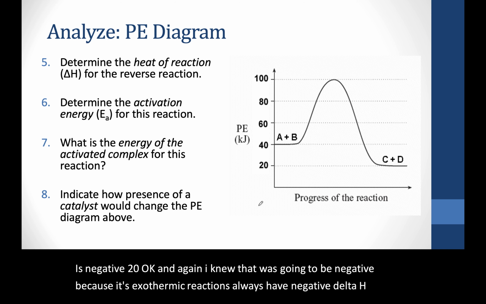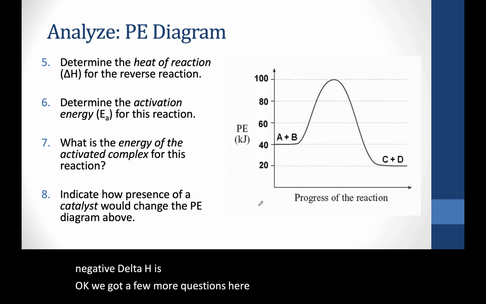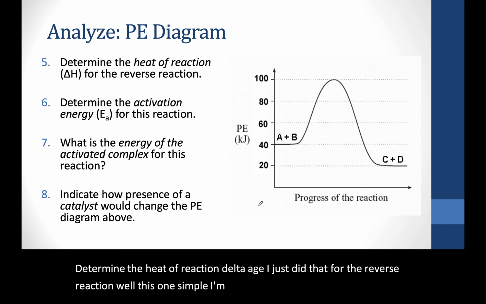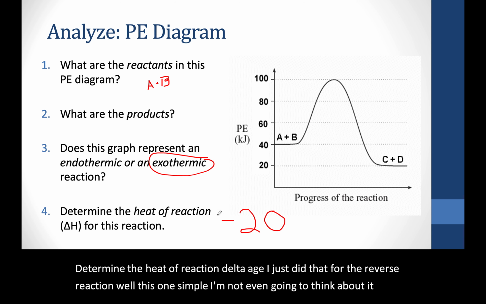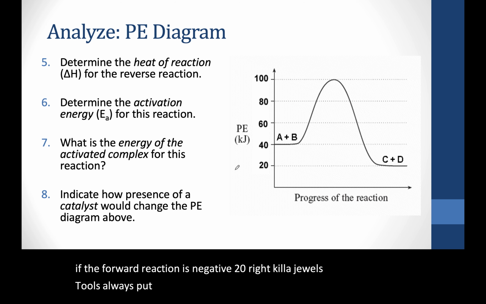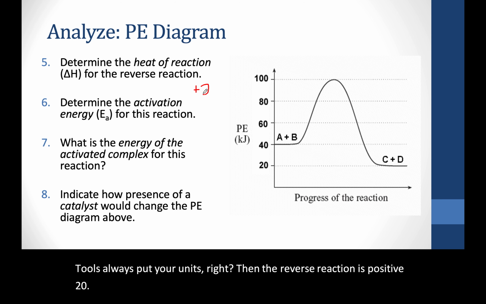Okay, we got a few more questions here. Determine the heat of reaction, delta H. I just did that. Oh, for the reverse reaction. Well, this one's simple. I'm not even going to think about it. If the forward reaction is negative 20 kilojoules, always put your units, then the reverse reaction is positive 20 kilojoules.